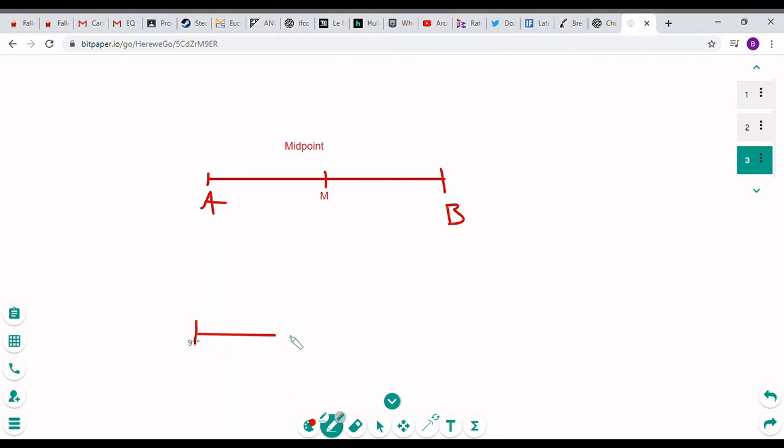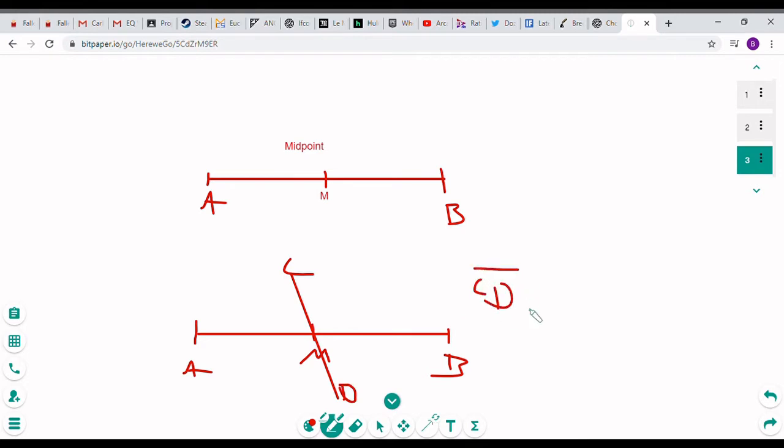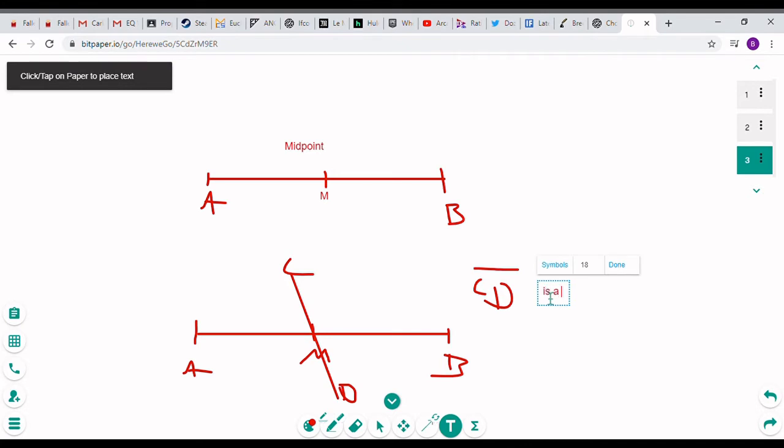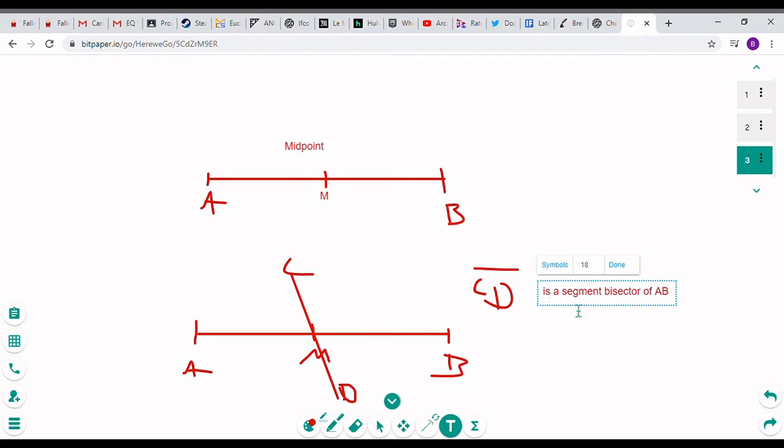Sometimes we'll want to talk about things that go through the midpoint. If something goes through the midpoint, M, we call it a bisector. It can be a line segment. This line segment CD is a bisector. In fact, it's a bisector of AB. So CD is a segment bisector of AB.